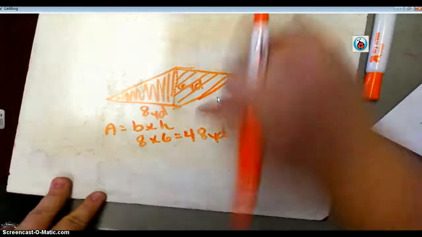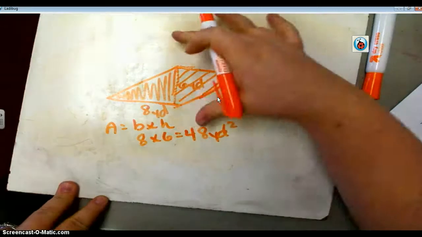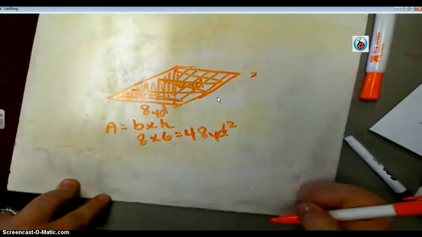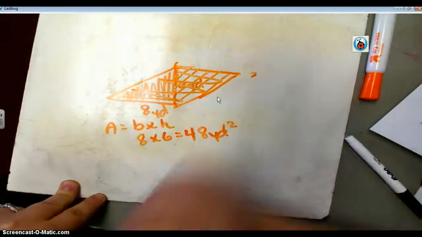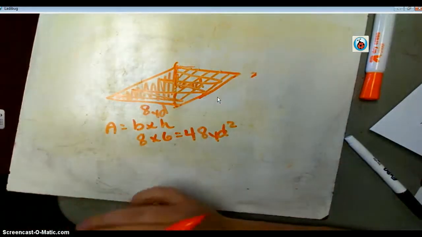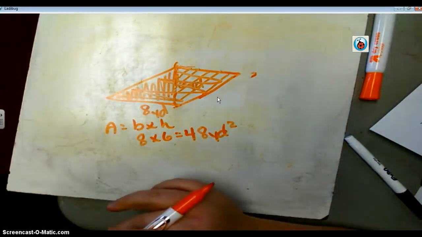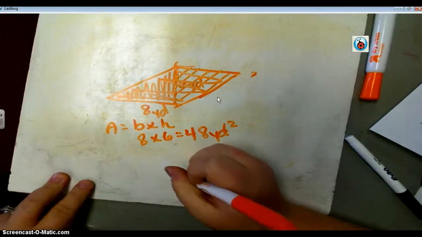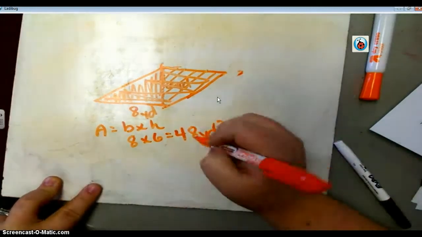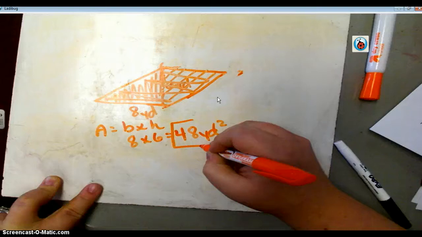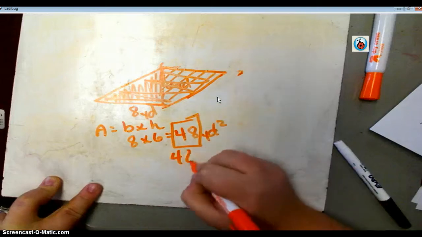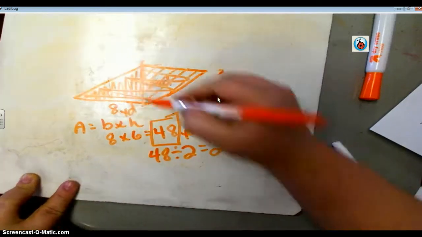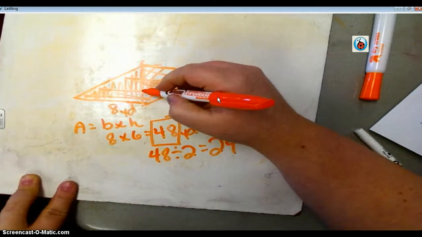Nope, the whole thing is 48 because I took base times height. The whole area of this entire figure is 48. I want one triangle. How am I going to figure that out? Luke? Yeah, I'm going to take half of it, right? I'm going to divide it by 2. So I can take this 48 and divide it by 2, and that will give me the area of one of these triangles, right? Yeah.